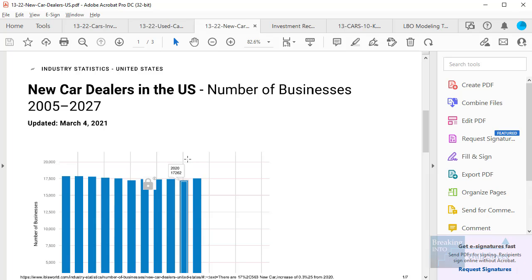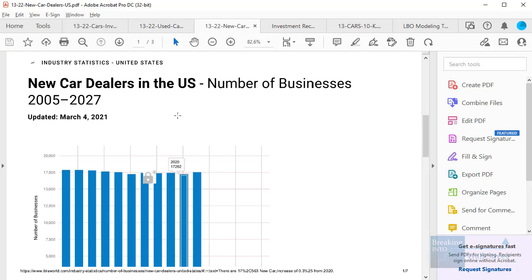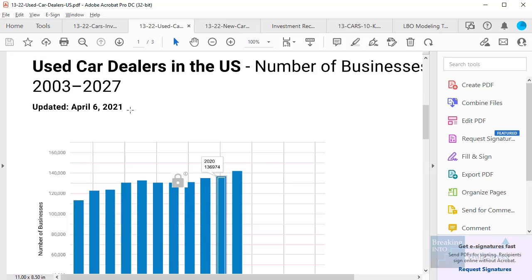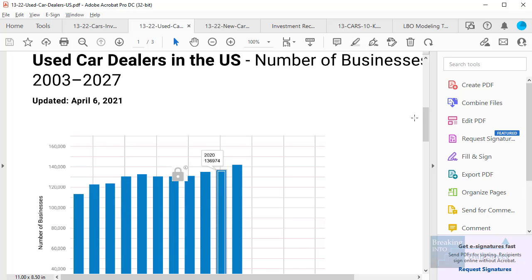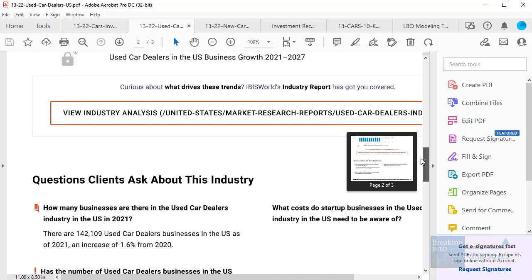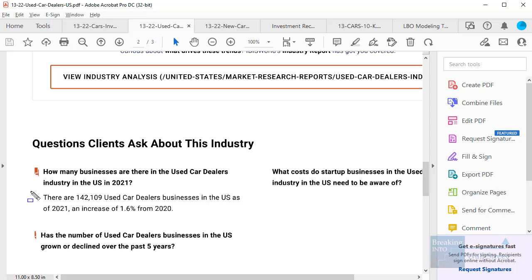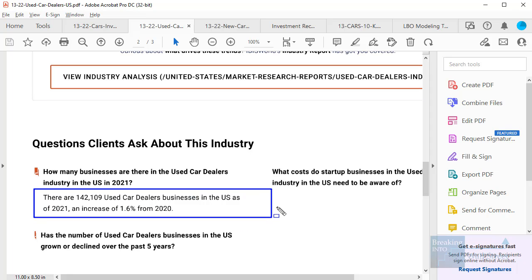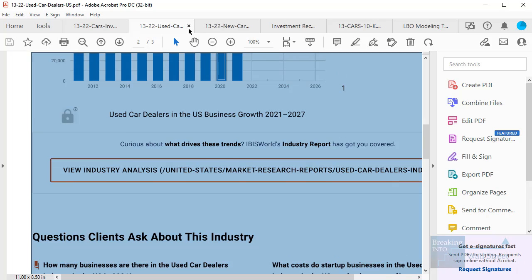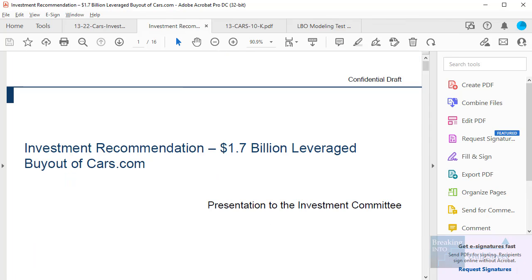We can easily Google the number of new car dealers in the US each year. We can also Google the number of used car dealers in the US each year, and we can get estimated growth rates from articles like these. We get an estimate of the average annualized growth rate, and so we can use some of that in our projections and forecasts for this company.